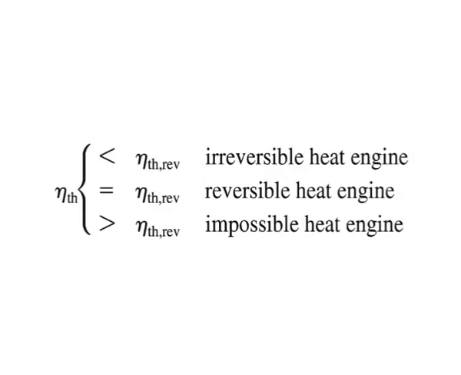The thermal efficiencies of actual and reversible heat engines operating between the same temperature limits are compared here. Eta_th is less than eta_th,rev for an irreversible heat engine. Eta_th is equal to eta_th,rev for a reversible heat engine, and eta_th is greater than eta_th,rev for an impossible heat engine.